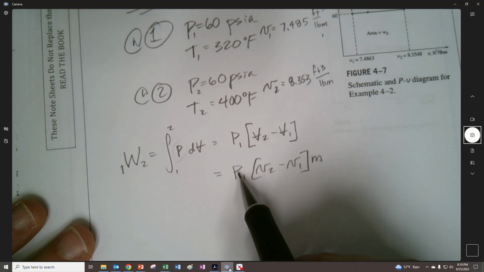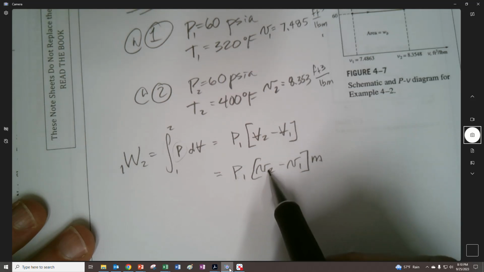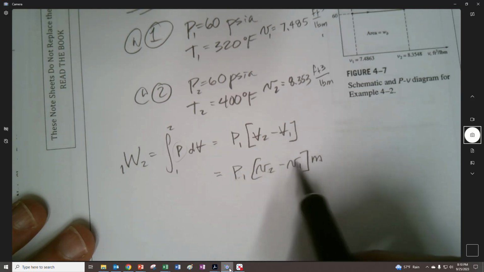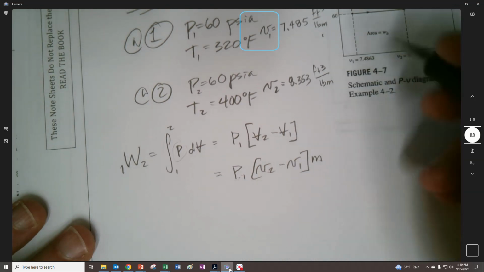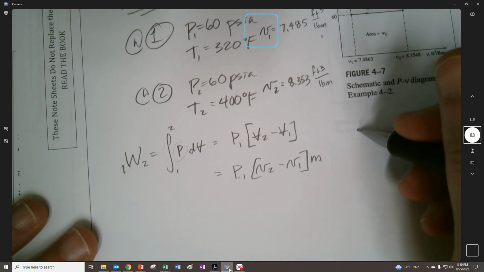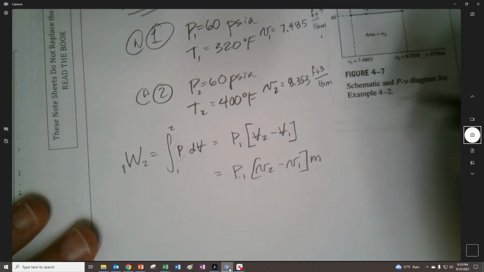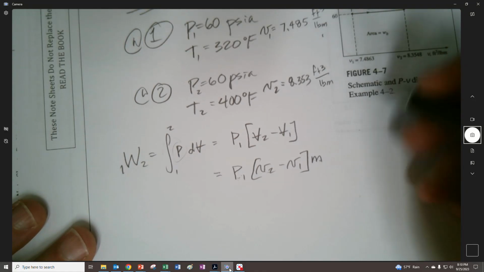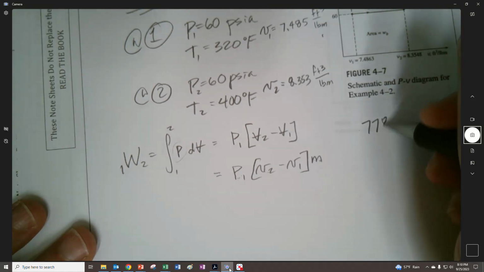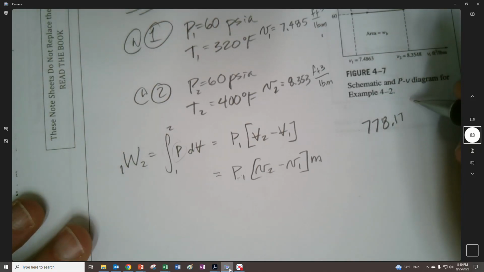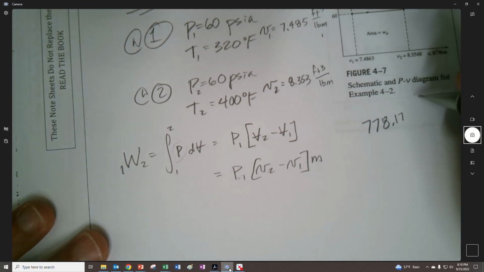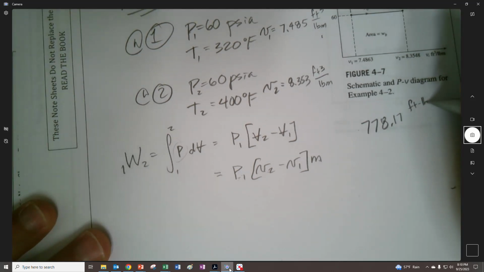We have to be careful here because this is in psia and these are in cubic feet. We need to turn them into one or the other. I choose to go with feet, especially because we're going to need to use a conversion factor. They didn't tell us this, but they wanted the answer in BTUs. And remember that we have this number 778, which is foot pound force over BTU.